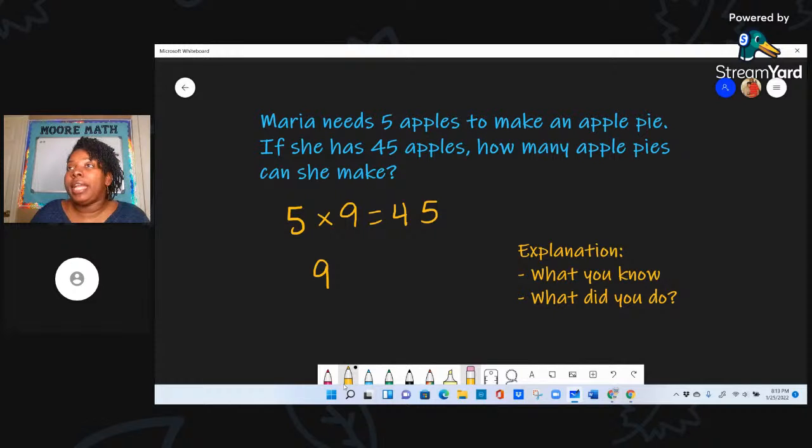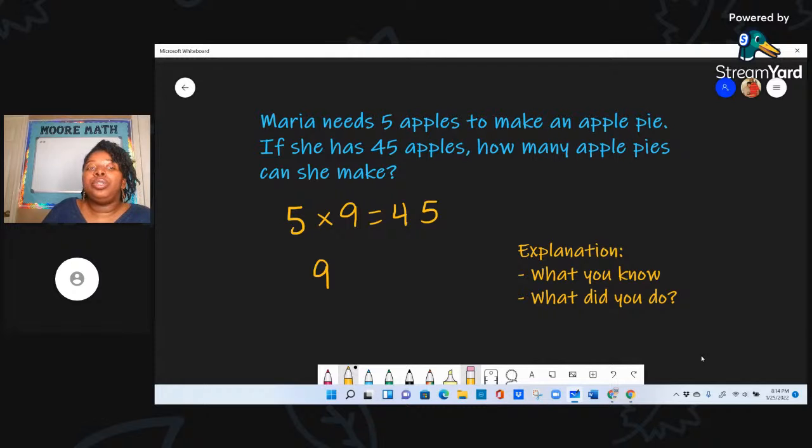Okay, so I want you to write down what you know. So tell me what they told you, basically. And then what did you do to solve it? Okay, so take a moment and just write that down. So just like before, what do you know? I know this because it said how many apple pies can she make. Wait, say it one more time. I know because it says how many apple pies can she make.